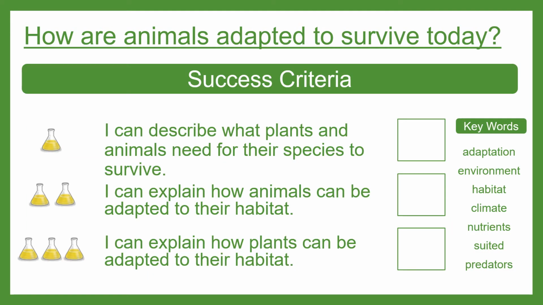So in order to answer the inquiry question, how are animals adapted to survive today, we must describe what plants and animals need for their species to survive, explain how animals can adapt to their surroundings, and then we'll look at how plants do the same. So over here are some keywords, and these keywords link to our learning today. I want you to make sure that you pause the video and take a note of them. So by the end of the unit, you'll have a glossary of words that link directly to our unit of Evolution and Inheritance.